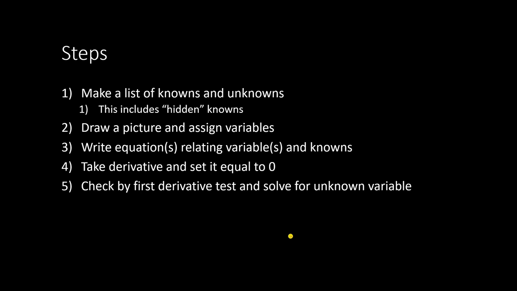First, read the problem and make a list of the knowns and the unknowns. A bunch of problems also include something that I call a hidden known. This is something that they don't explicitly tell you, but that you can figure out. For example, if you have a right triangle and they give you two of the sides, you can figure out the third one. The third side would be the hidden known.